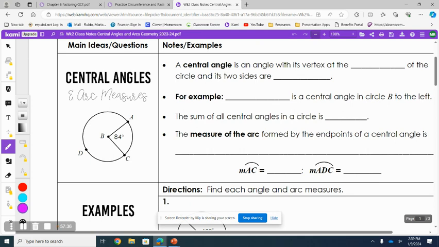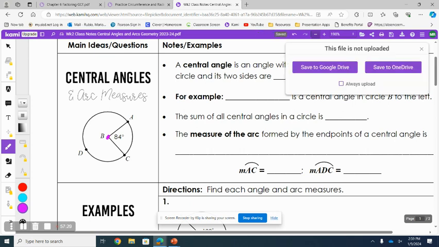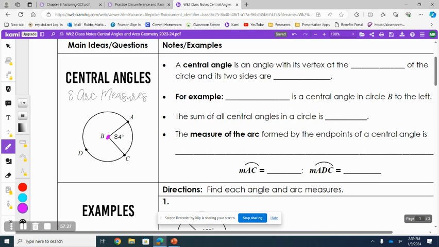Okay. Central angles are located at the center of the circle, and it's going to be 2 lines coming out. Okay. So a central angle is an angle with the vertex at what? The center of the circle, and its 2 sides are, I think it's equal. Do you get my little note? And its 2 sides are.